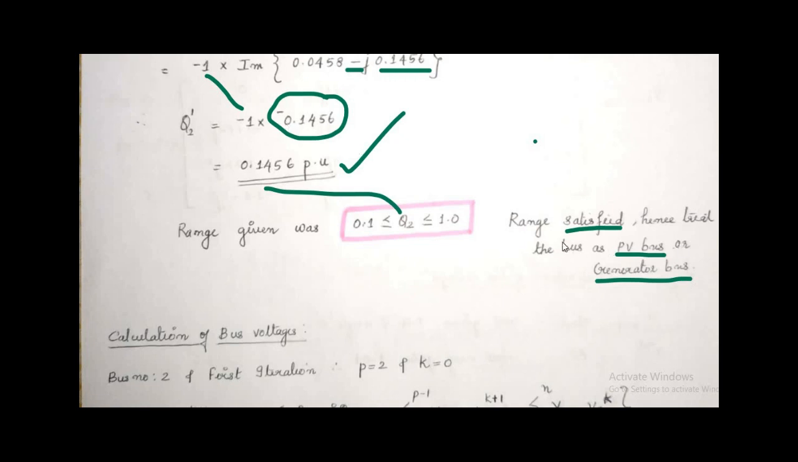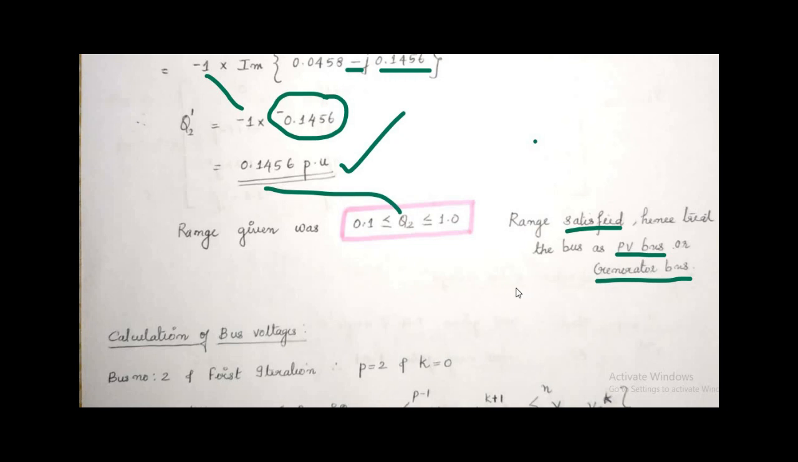So that means if the range is satisfied, you can treat the bus as generator bus itself. If the range is not satisfied, you cannot treat this bus as generator bus. We will discuss a problem on that later. Now in this particular question, you got the reactive power like this, and when you checked it with the limit, you could say that the reactive power is satisfied, and you can treat the bus as generator bus itself.